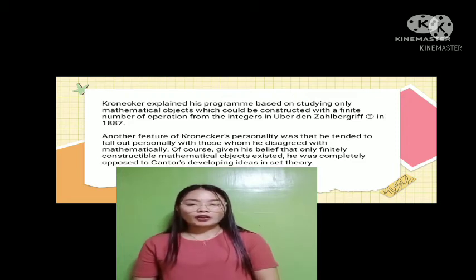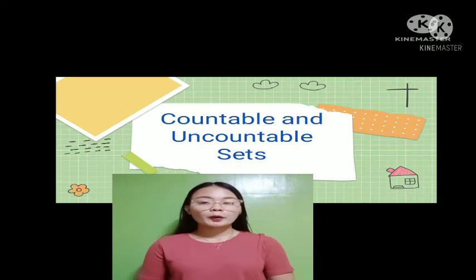Led by Leopold Kronecker, an entire school of thought opposed Cantor's abstractions. Because Cantor's ideas pushed the boundaries of mathematics and were often counterintuitive, their mathematical importance and even validity came under intense scrutiny. Countable and uncountable sets.